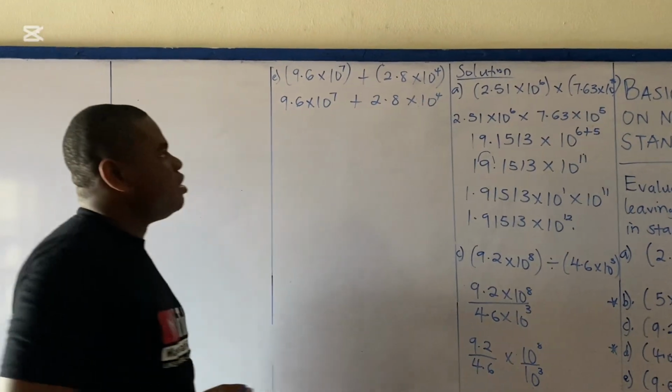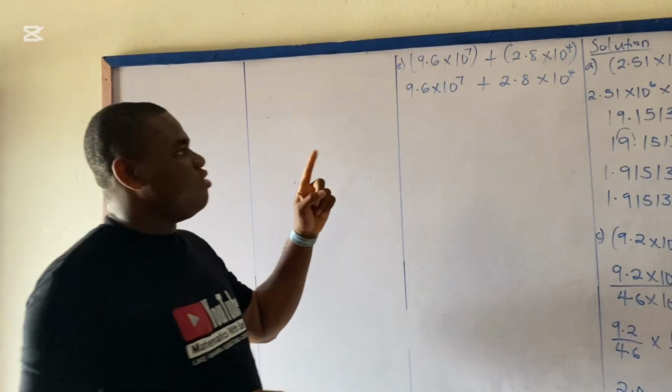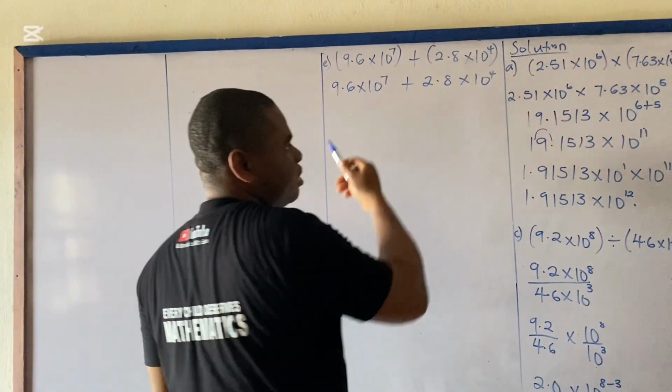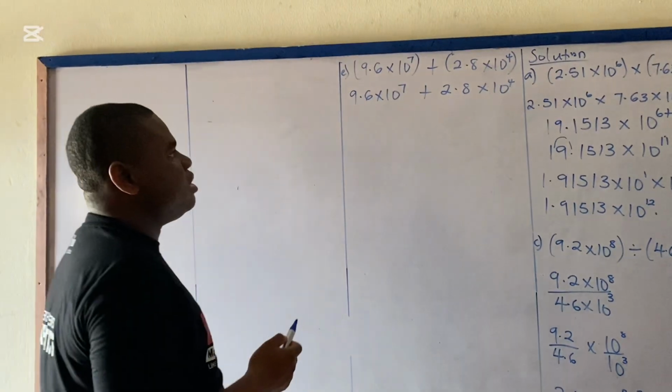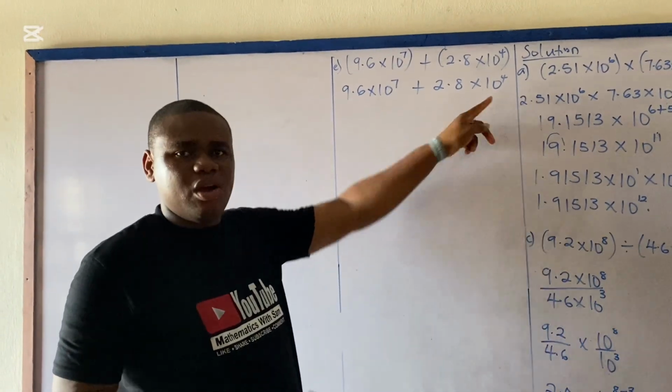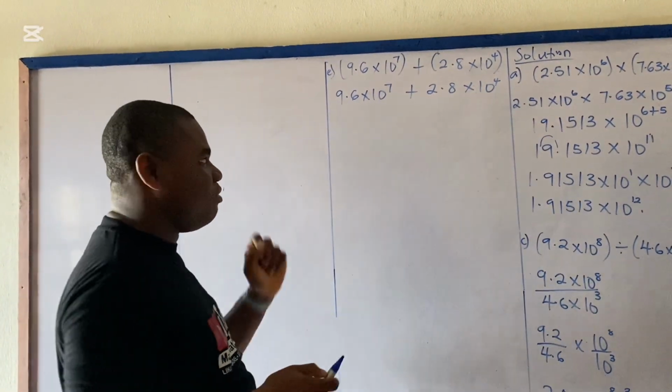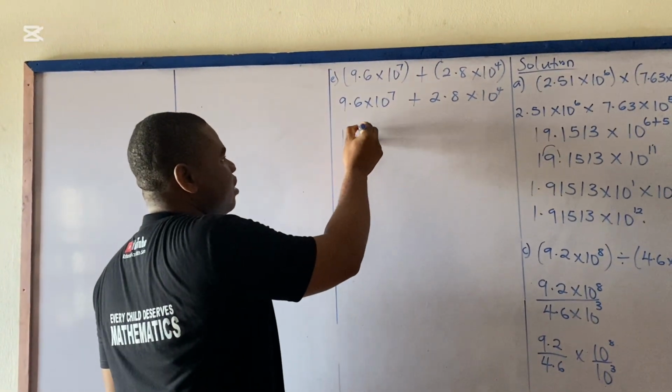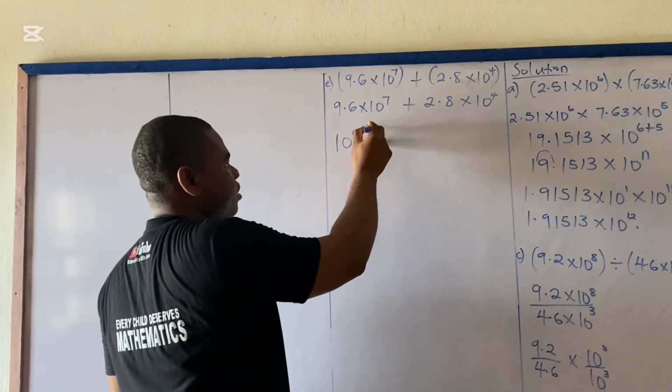So in this case, what I need to do now is to factorize the powers of 10. This is 10 raised to the power of 7 and 10 raised to the power of 4. What is common between them is 10 raised to the power of 4. So I have 10 raised to the power of 4.